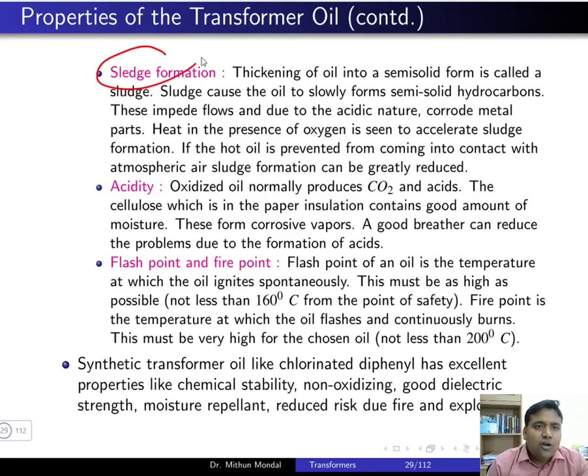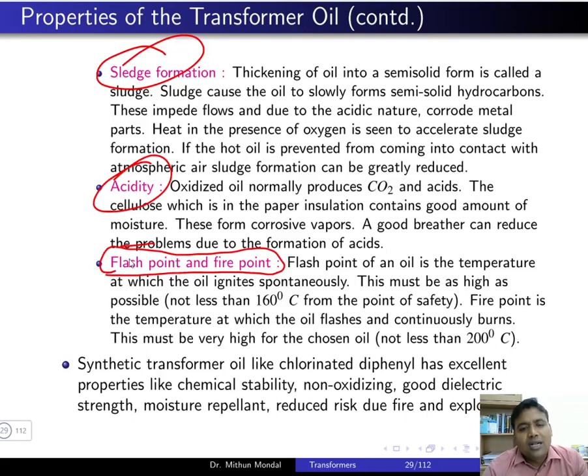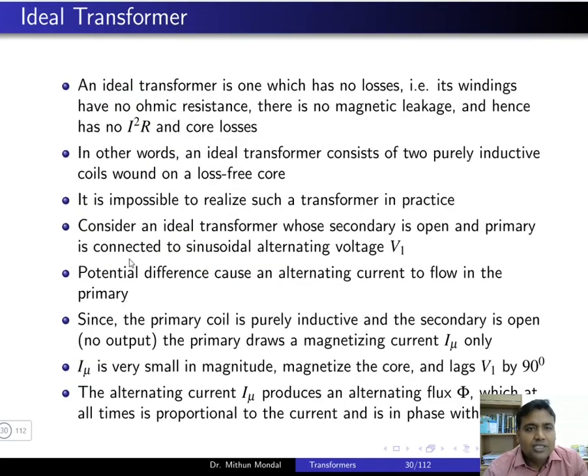So sludge formation, acidity, flash point and pour point, which are basically the temperatures the transformer can sustain. So all these tests are generally done to evaluate the condition of the transformer and to keep the transformer in a healthy condition.